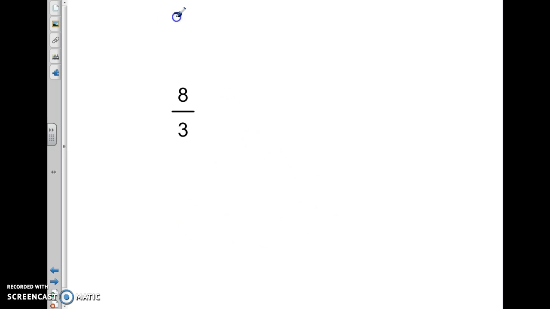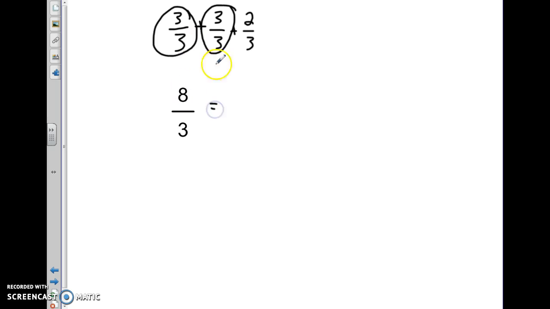I know that it's more than 1, which is 3/3. Could I do another 3/3? Sure, I could. That'd be 6/3. And then I can't do another one, but 6, I need 2 more to give me 8, right? So I've got 3/3 plus 3/3 is 6/3, plus another 2/3 is 8/3. And then remember, the times where I have the top and the bottom the same are 1 whole. So this is equal to 2 and 2/3.